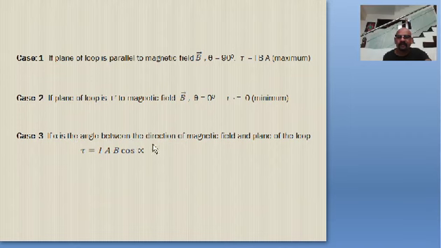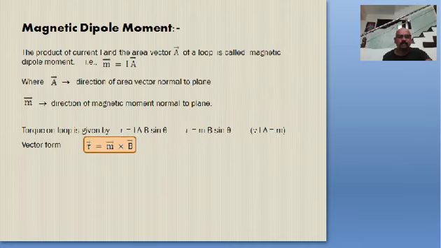If alpha is the angle between the direction of the magnetic field and the plane of the loop, then tau is equal to IAB cos alpha. Here alpha is the angle between the plane of the loop and the magnetic field. So theta is the angle between the normal to the loop and the magnetic field. So that is one important thing.